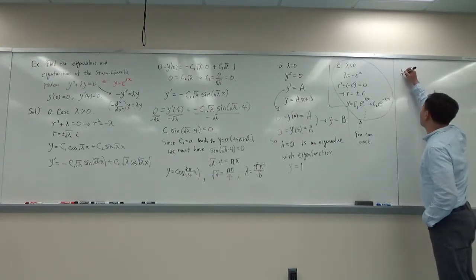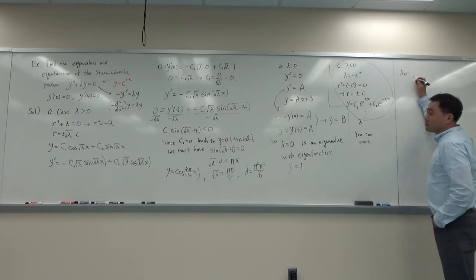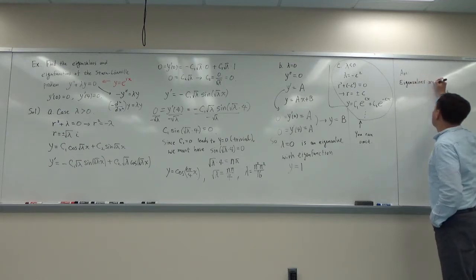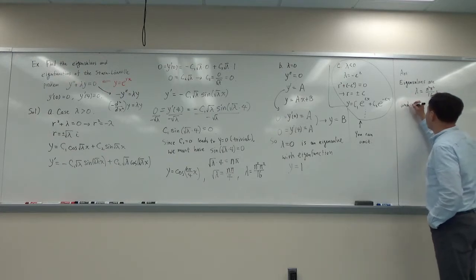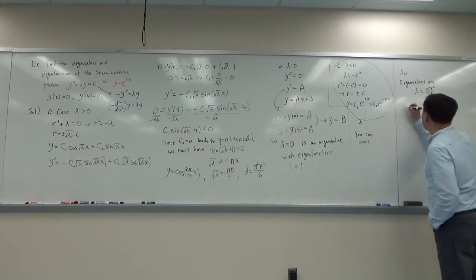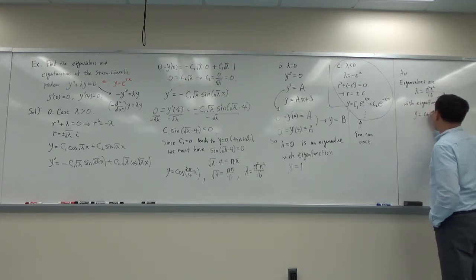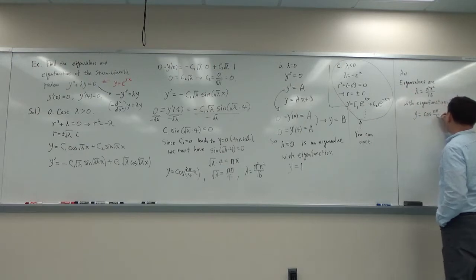All right, so now we can write down the answer to this question. So what is the answer? The answer is that the eigenvalues are lambda equals n squared pi squared over 16, with eigenfunctions y equals cosine of n pi over 4 x.